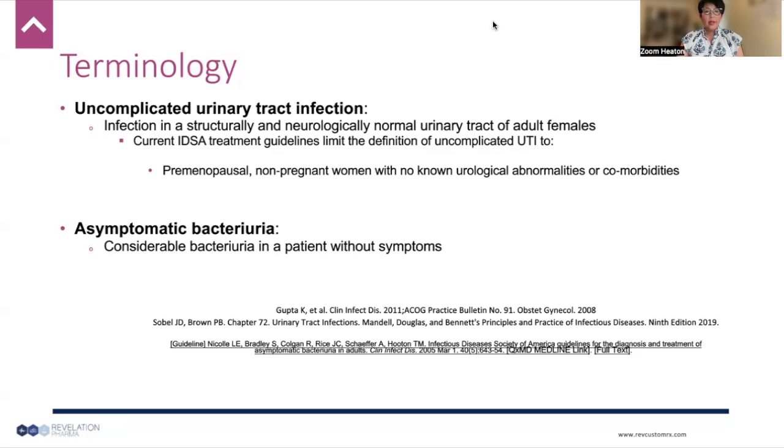Asymptomatic bacteriuria refers to the presence of bacteria in the urine without the typical symptoms of a UTI. It is diagnosed when a significant amount of bacteria is found in a urine culture taken from individuals who don't exhibit any symptoms of a UTI, like urgency or dysuria, which is painful urination, frequency, lower abdominal pain, etc.